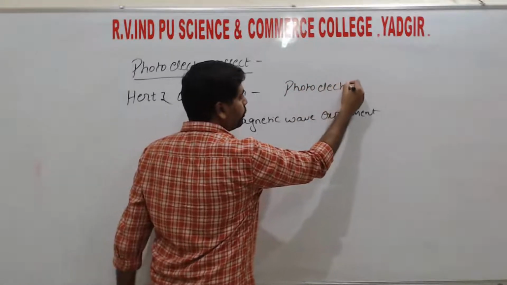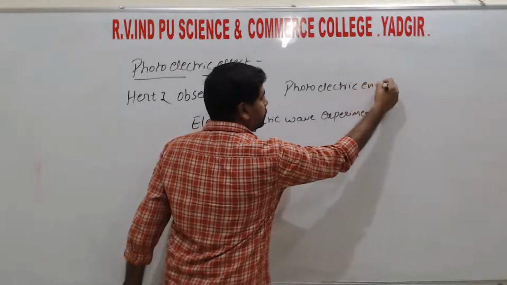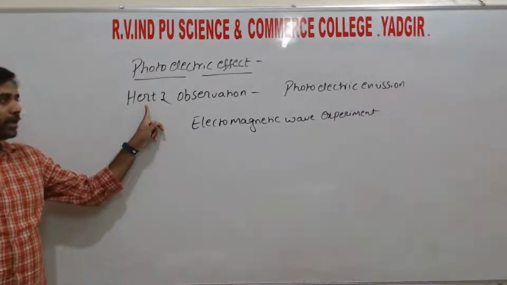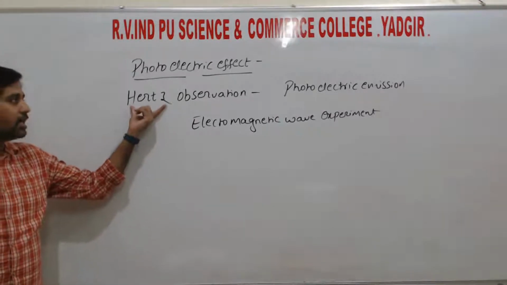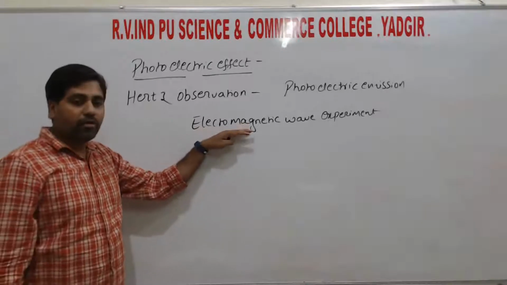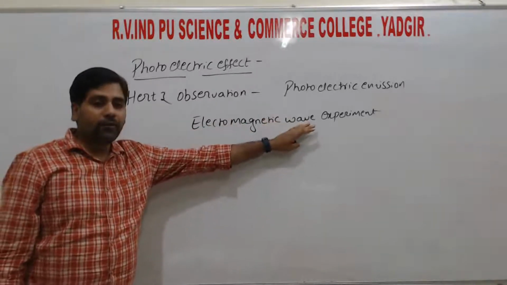The first scientist to observe the photoelectric effect is Heinrich Hertz, in the year 1887, right? While doing the experiment, which experiment is it? That is the electromagnetic wave experiment.